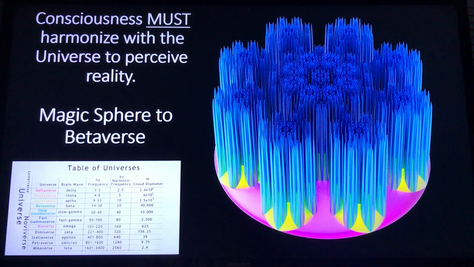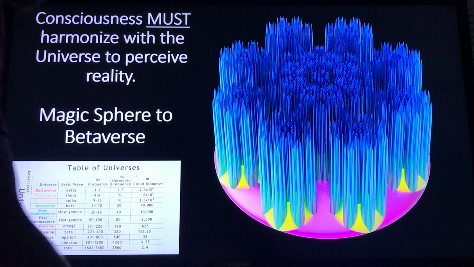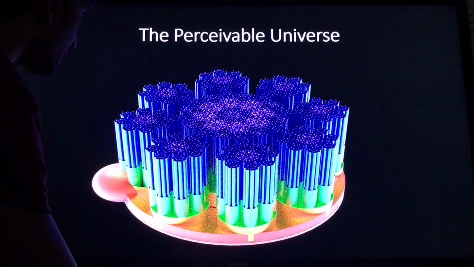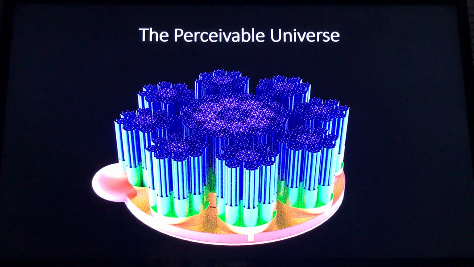And so you can say that this is your conscious plug. It's like your adapter, right, for which thickness of reality you want to experience. So consciousness must harmonize with the universe to perceive reality. This is your magic sphere up to beta verse. And so if this is your consciousness, and you know that consciousness is tuned to some sort of structure in the universe, it only makes sense that this would be the perceivable universe.